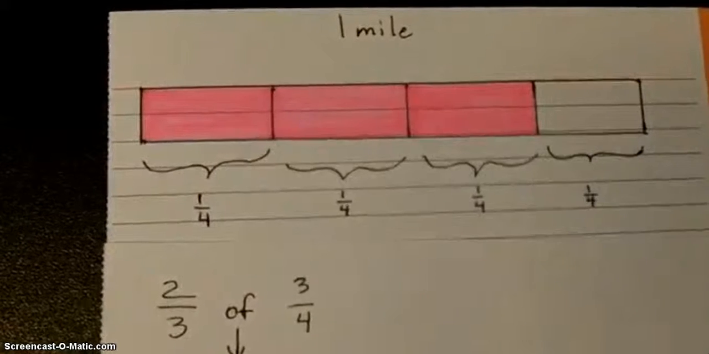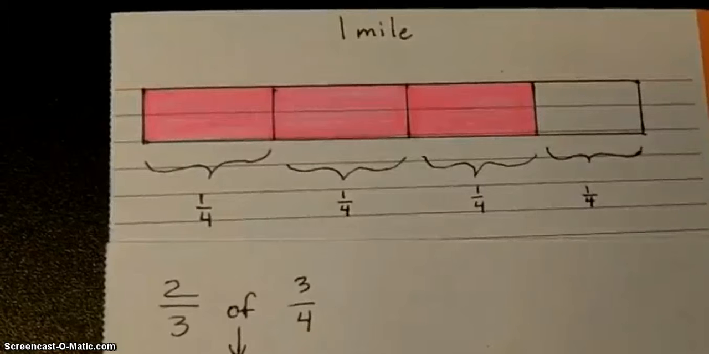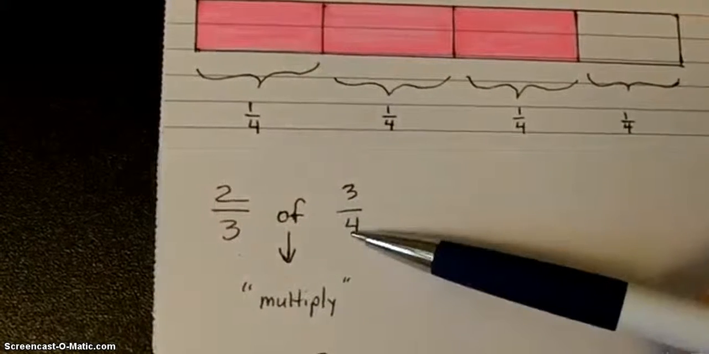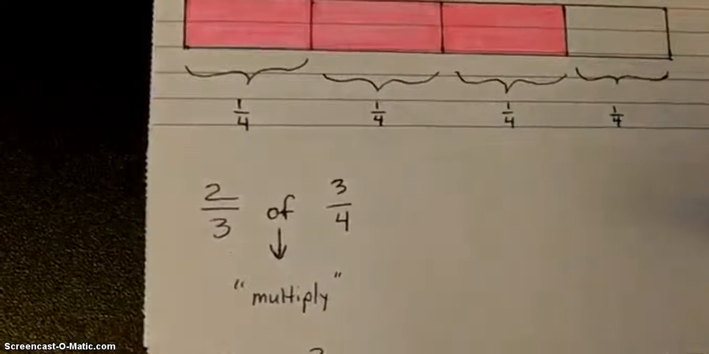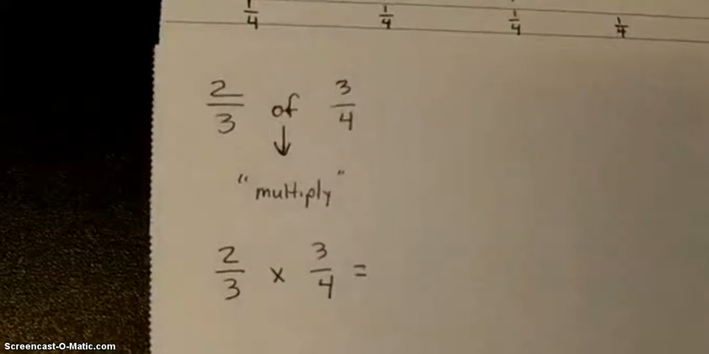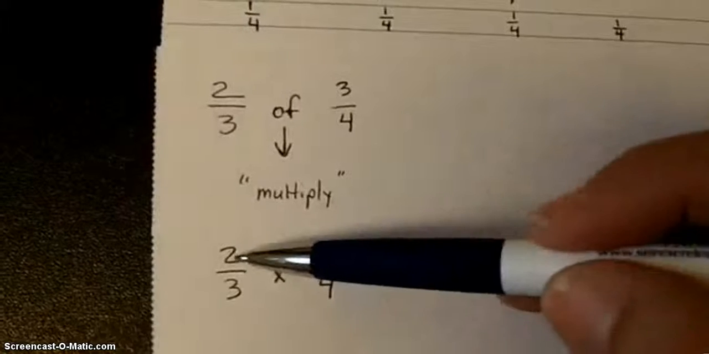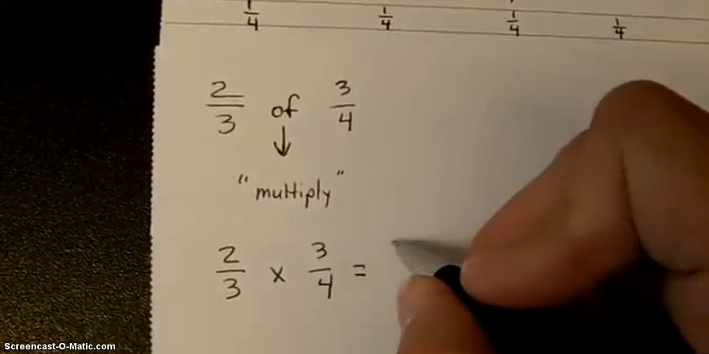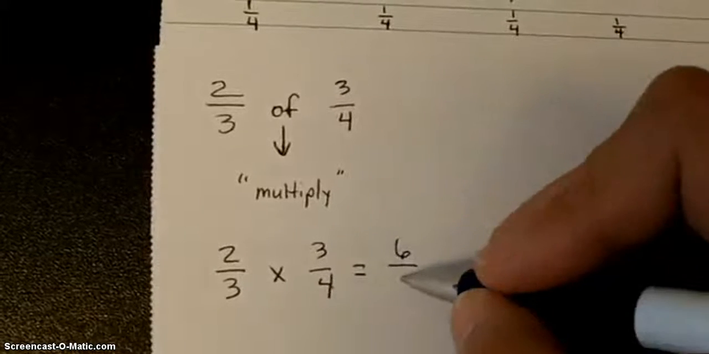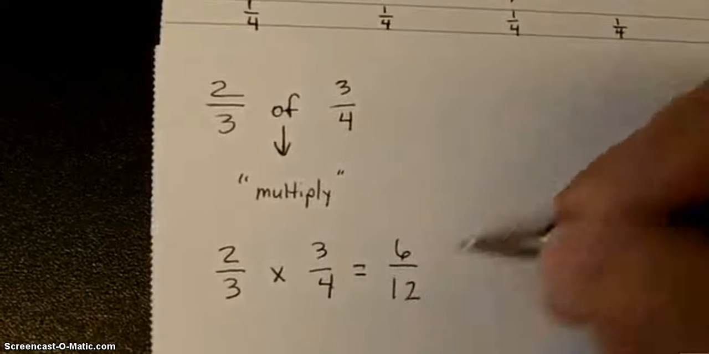Now let's look at the problem with Cesar running around the track. He only needed to run 2/3 of the 3/4 of a mile that he ran in order to qualify. So if I write that in math, I have 2/3 of 3/4, and the of means multiply. So in math we would write that 2/3 times 3/4. Again, following the pattern from the first example, I would multiply my numerators together. So I have 2 times 3, which is 6, and then I have 3 times 4, which are my denominators, and that multiplied together gives me 12.